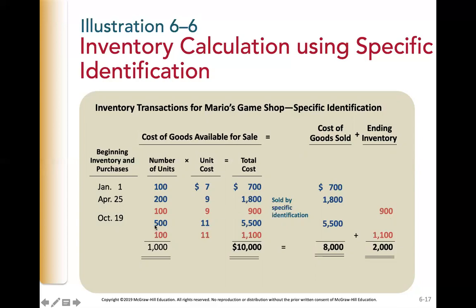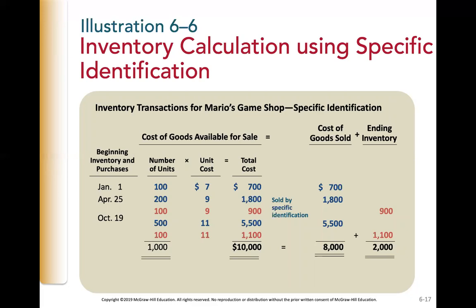Same thing with October 19th. We had 600 total units purchased. 500 were sold that cost $11 for $5,500. The remaining 100, or $1,100 cost, is in ending inventory. This is the same information we saw on the previous slide: 1,000 units available for sale at a total cost of $10,000. That $10,000 is then broken up into either cost of goods sold or ending inventory. Cost of goods sold equals $8,000, ending inventory equals $2,000. $8,000 plus $2,000 equals our total cost of goods available for sale.